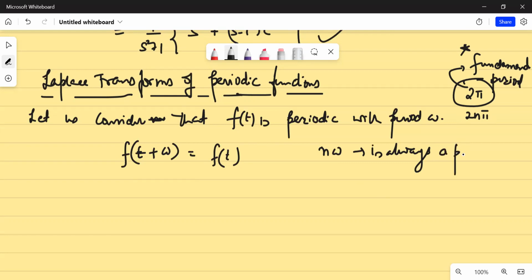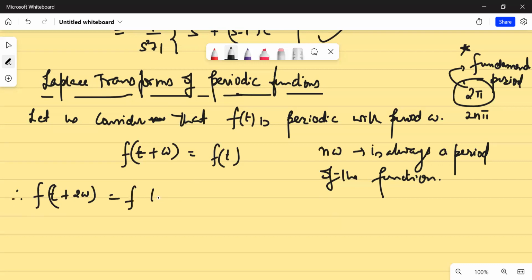Is always a period. Is that clear? यहाँ तक समझ में आ गई बात? So if I write, therefore I can write f(t + ω, 2ω). If you write f(t + 3ω), that is also right. All these things, f(t + nω), are going to be equal to what? It is going to be f(t). Is that clear, बेटा? ये चीज समझ में आ गई आपको?